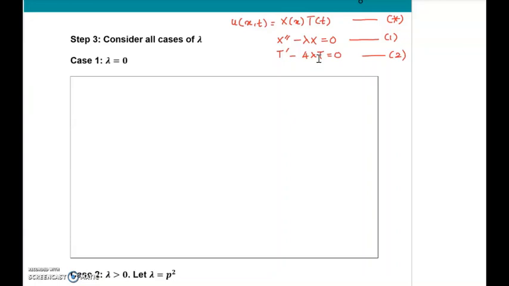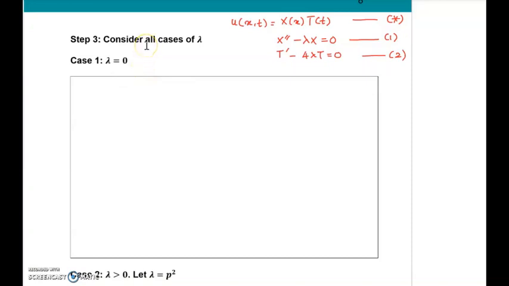We will see what happens when lambda is 0, what happens if lambda is positive, and what happens if lambda is negative. If we look at the star equation here, this is our aim. We want to know what is the equation X. Equation X comes from solving equation 1, and T comes from solving equation 2. We are going to solve the two equations, 1 and 2, so that we can put them in the star equation here. That's going to be our answer later. First case is to consider when lambda equal to 0.